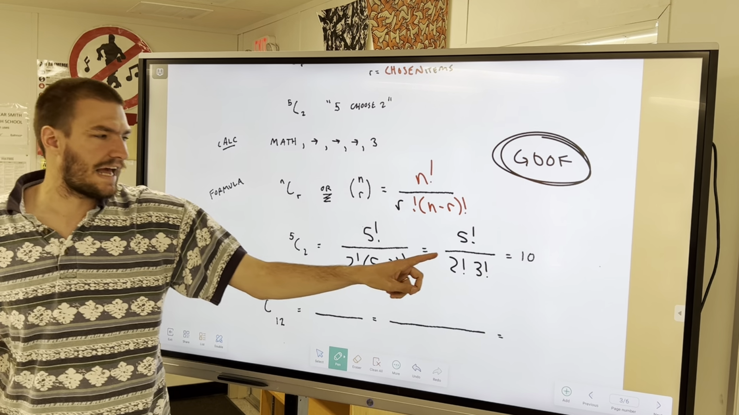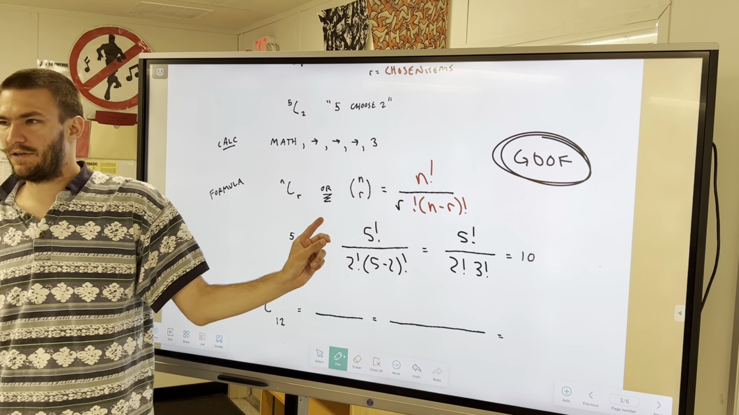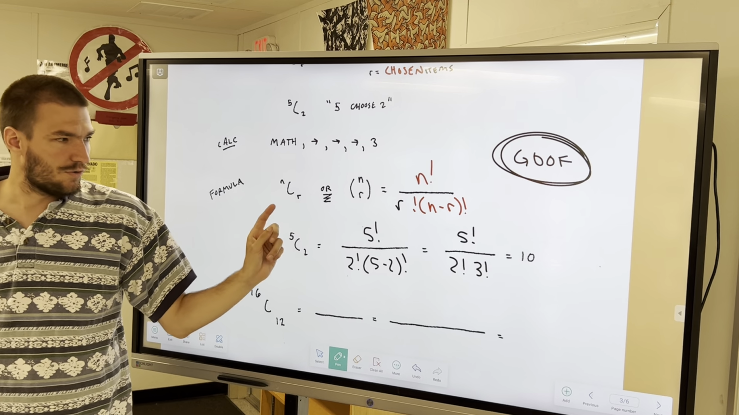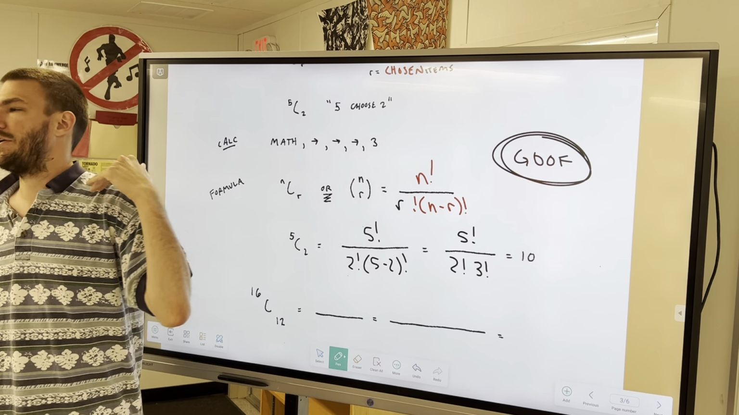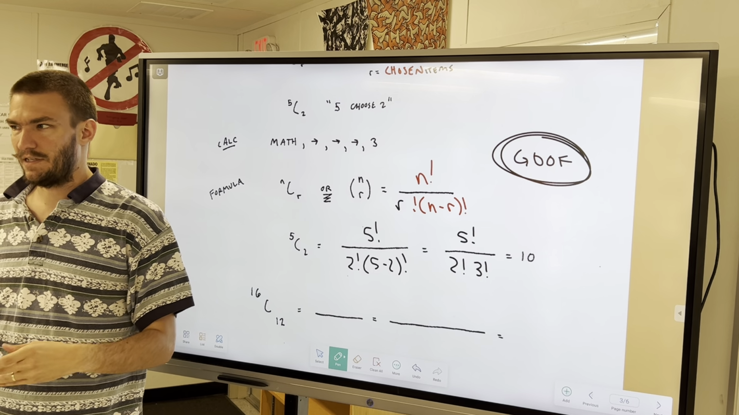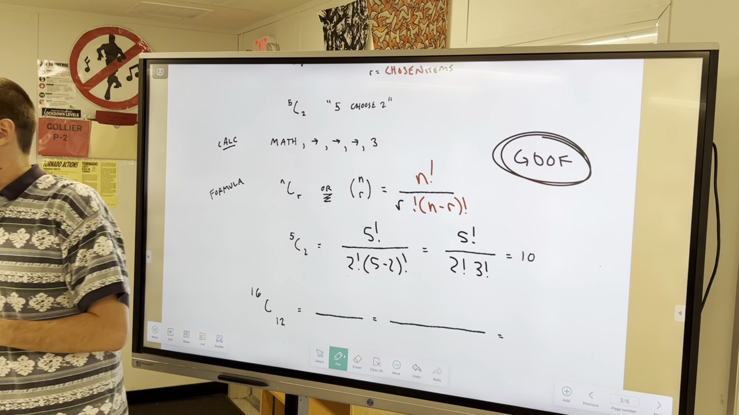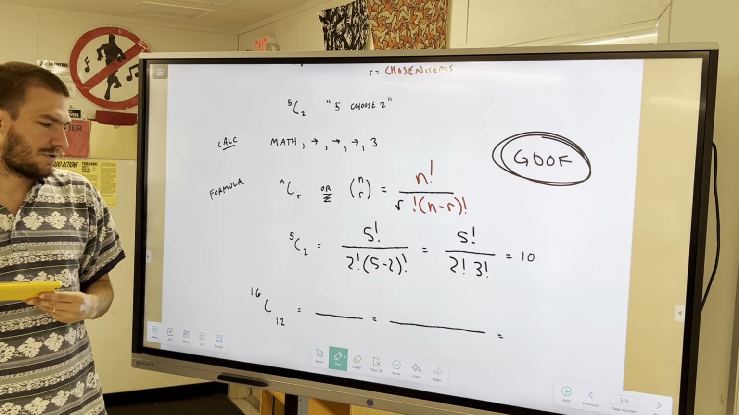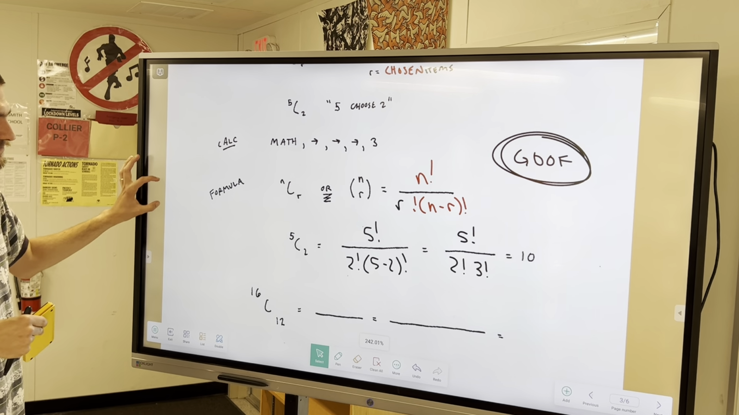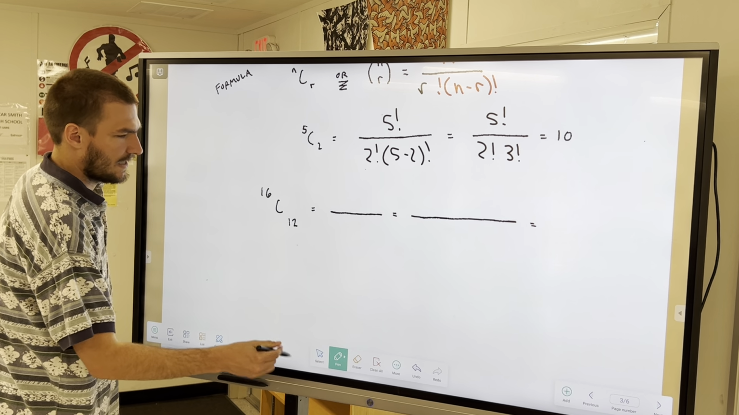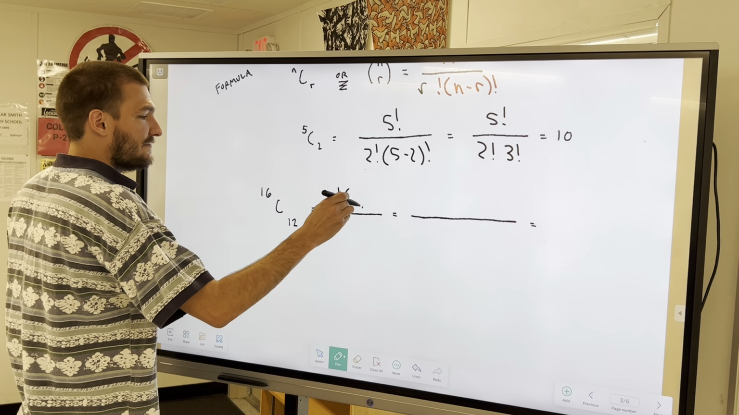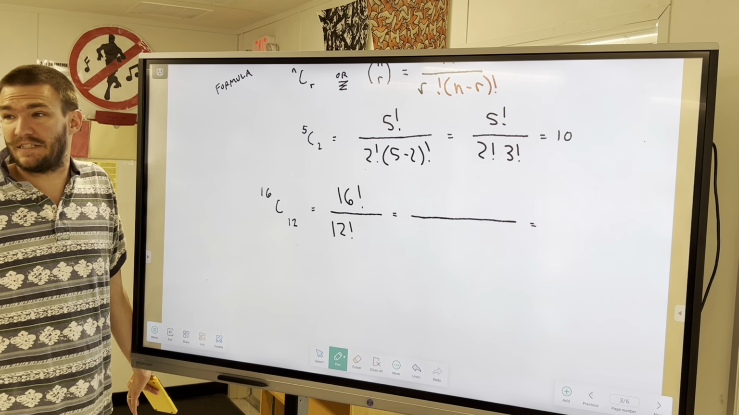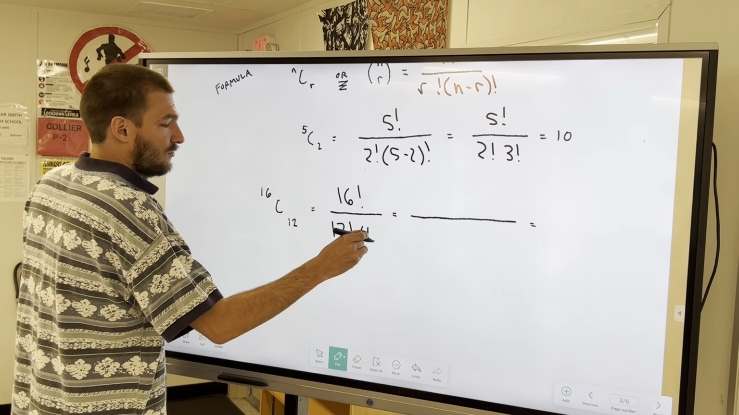So there's no reason to ever do this formula in the calculator because nCr is the button that does this for you. The only reason you would ever want to do this is if you had a no calculator question specifically that was asking you about this, or if you had an IB question that was messing with your variables a little bit and having you solve for different questions. So looking at this, this could be 16 factorial over 12 factorial, and then whatever the difference is, whatever's left, which is 4 factorial.